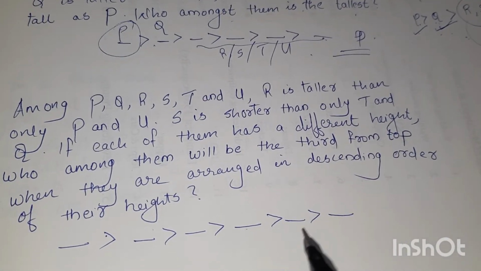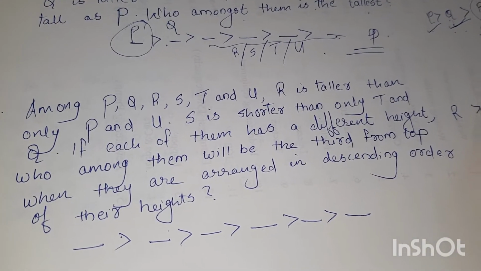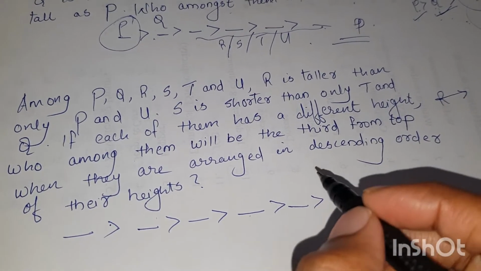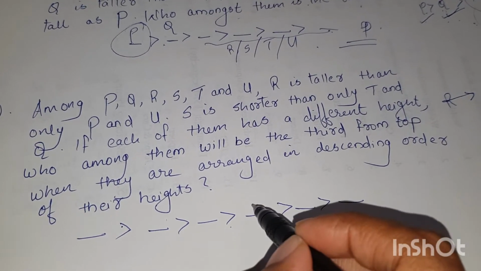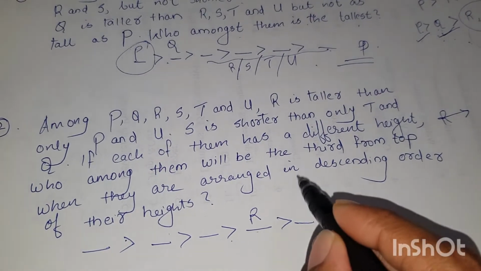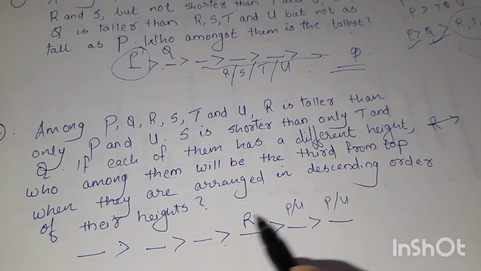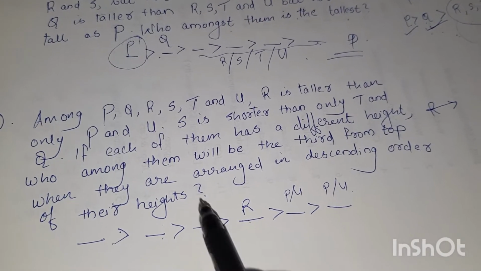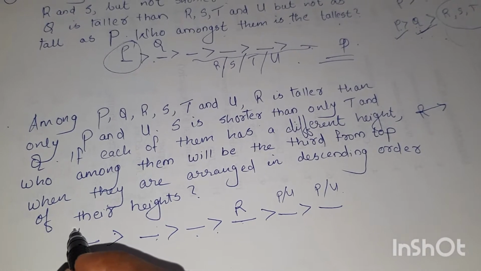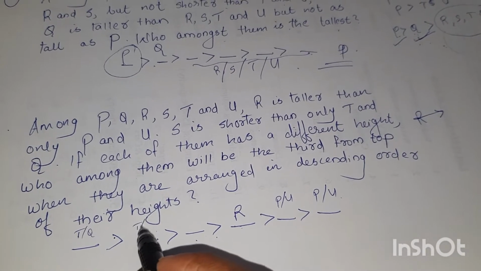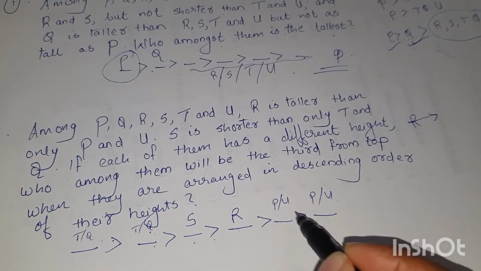Among P, Q, R, S, T and U, R is taller than only P and U. That means R is shorter than the other three, and R is taller than only P and U. Now S is shorter than only T and Q, so T or Q comes here. S is shorter than only T and Q but it is greater than the other three.